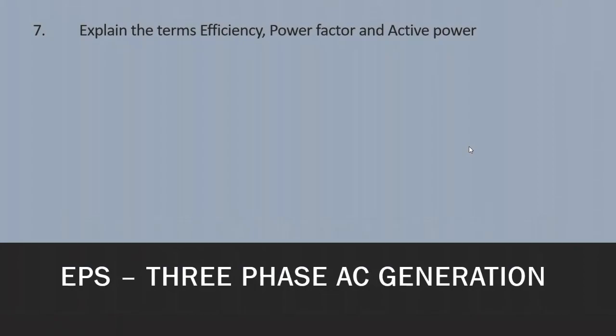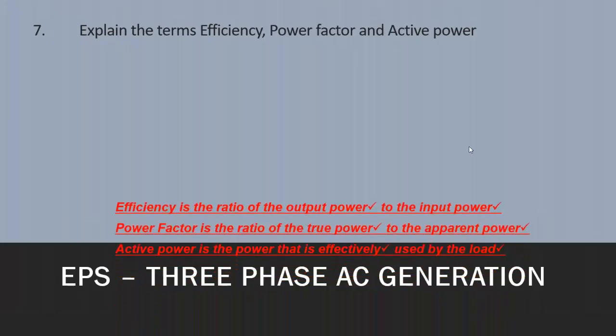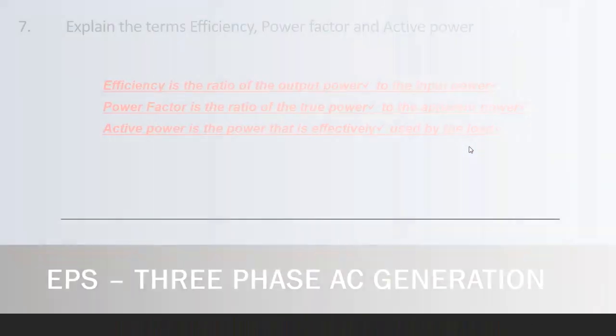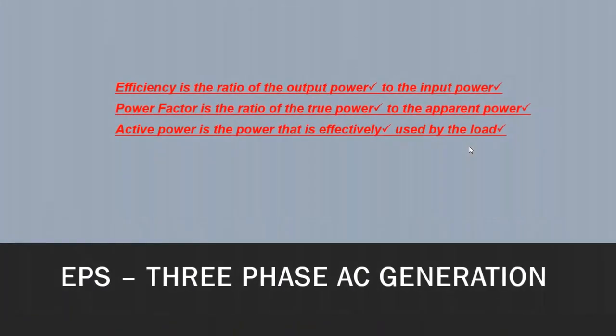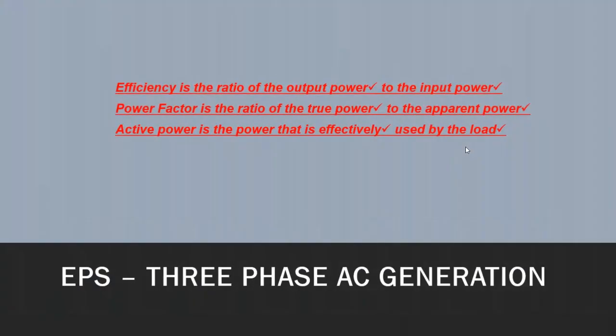Explain the terms efficiency, power factor and active power. So efficiency is the ratio of the output power to the input power. Power factor is the ratio of the true power to the apparent power. Active power is the power that is effectively used by the load.